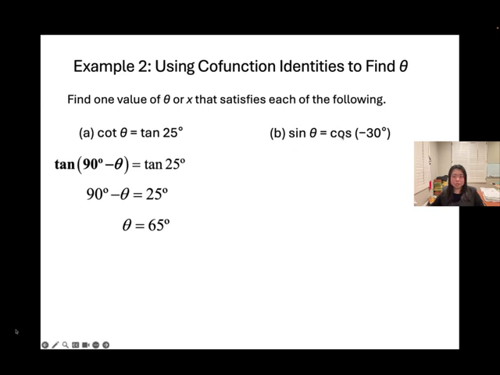Okay, B, sine and cosine. So do the same thing. I could replace sine theta with cosine of 90 minus theta. Simplify it. Theta will be equal to 120.